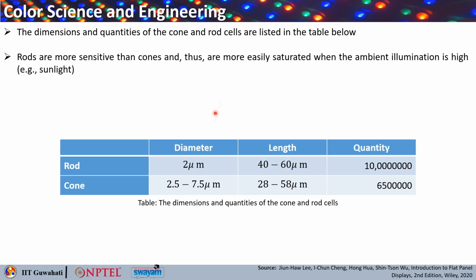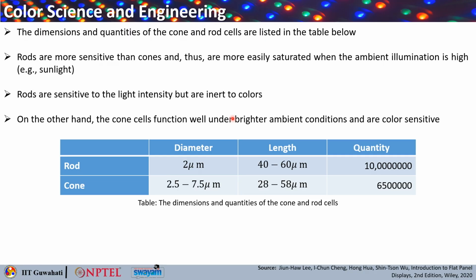Now, you have to understand that rods are more sensitive than cones, and thus more easily saturated when ambient illumination is high, like when you get exposed to bright sunlight. Rods are sensitive to light intensity, but remember that they are inert to colors. Rod cells do not see colors. On the other hand, cone cells function well under bright light conditions and are color sensitive. All the colors that you see are because of these cone cells.